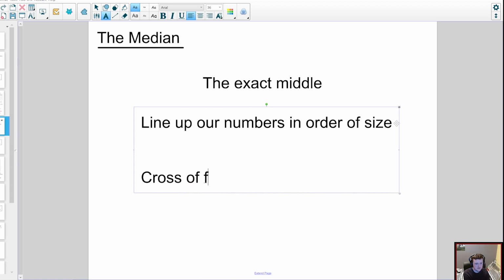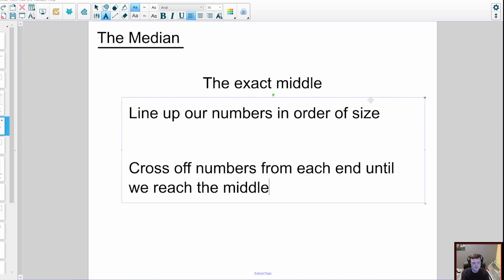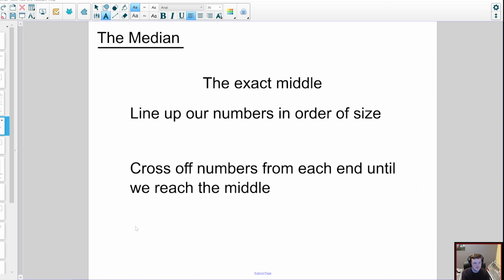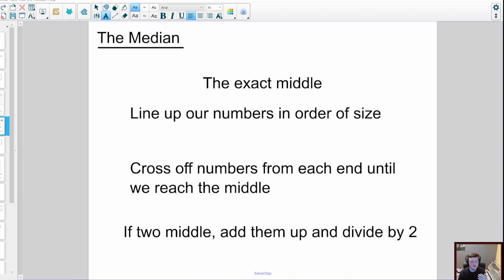Cross off numbers from each end until we reach the middle. And if there's only one middle number, that will be our answer. But if there's two middle numbers, add them up and divide by 2. And so that is our notes for how we do the median.